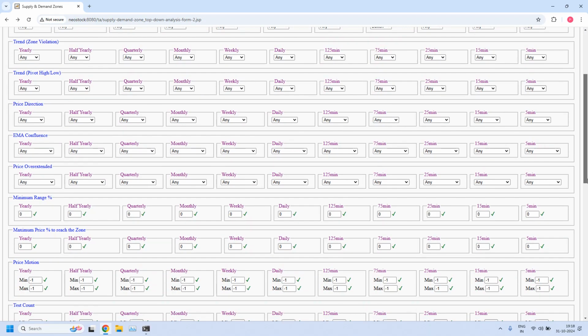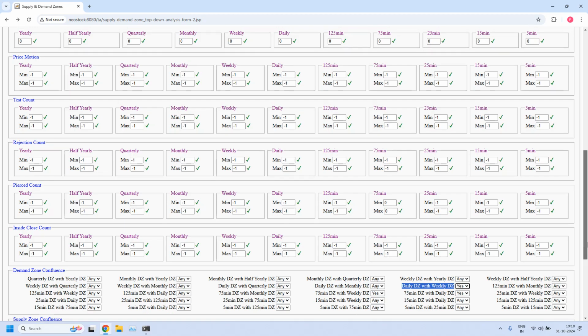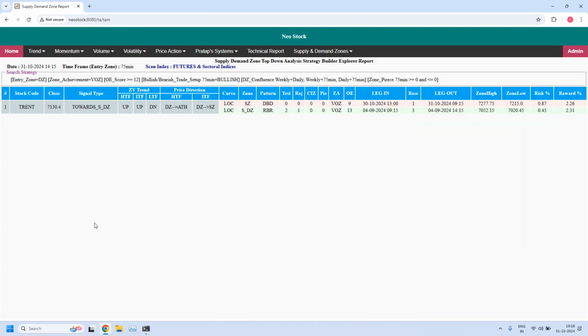I removed it. Now in the demand zone confluence, 3 filters we need to set. First filter is already enabled. Next filter, 75 minutes demand zone with weekly demand zone, and also daily demand zone with weekly demand zone. With all the 3 filters, LTF, ITF, HTF demand zone confluence, we got 1 stock.